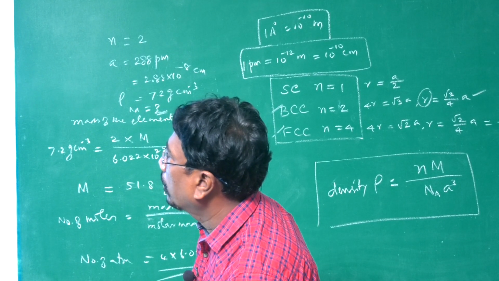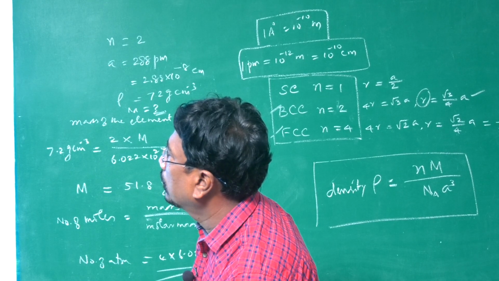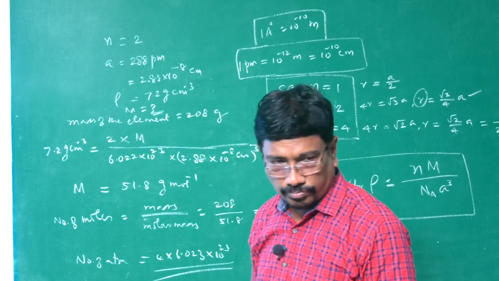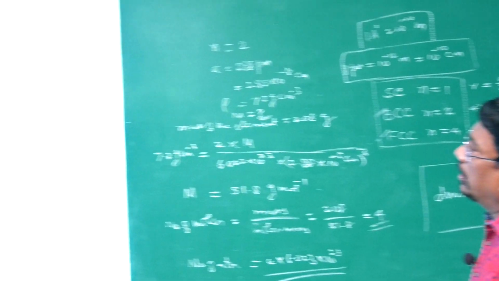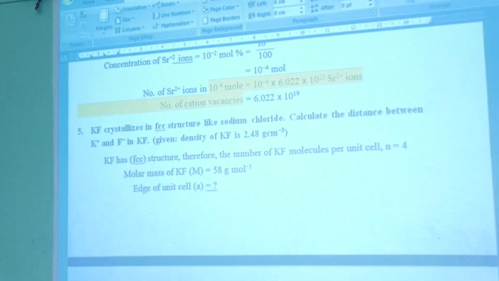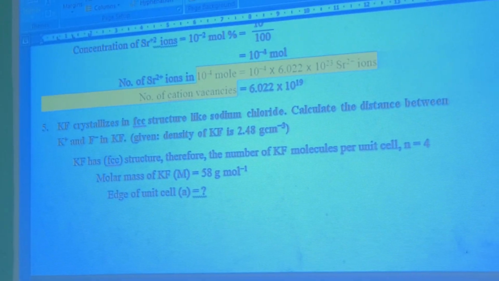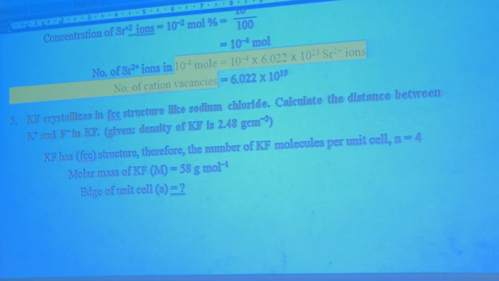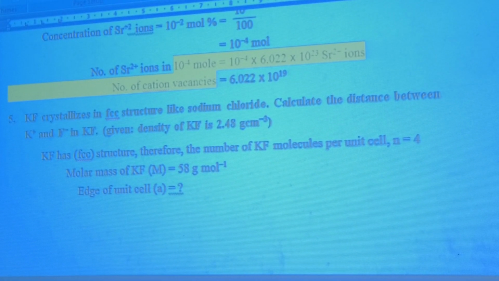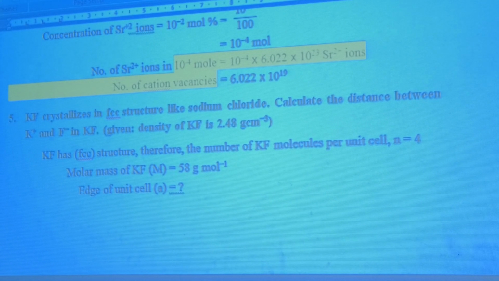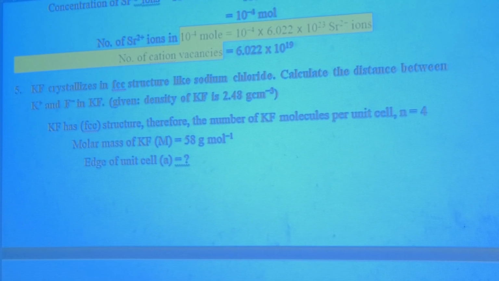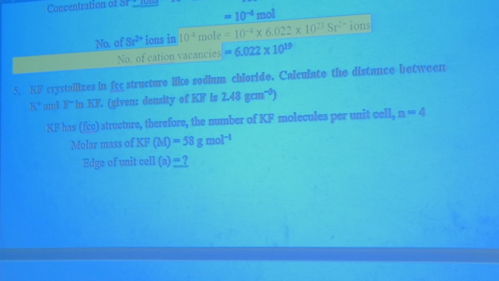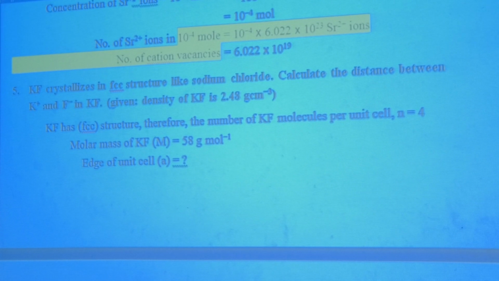Then let me go into the fifth sum. Here sodium chloride and potassium chloride are face-centered cubic, and you should remember that 4 sodium chloride or 4 potassium fluoride units on the whole are present in FCC. It is not 4 sodium ions and 4 chloride ions; 4 potassium ions and 4 chloride ions will be present.